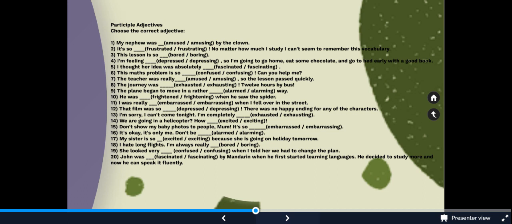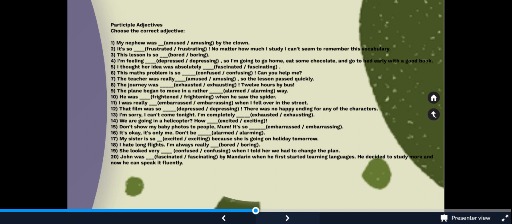Second one, it is so dash. No matter how much I study, I can't seem to remember this vocabulary. It's so, yes, frustrating. It's in present tense, so it is so frustrating. Third one, this lesson is so dash. Again, present participle because you have present tense: boring.